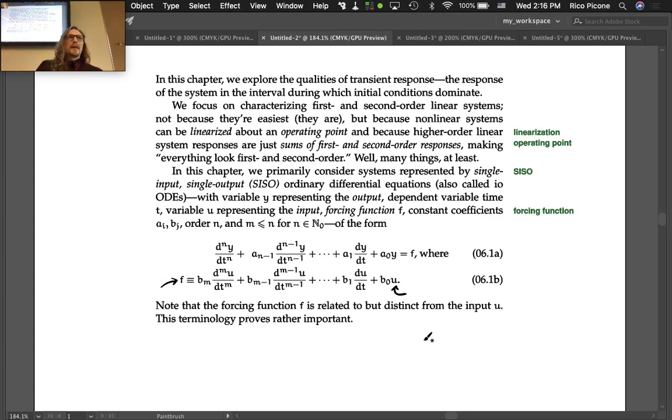We have to be pretty precise with our terminology here, otherwise it causes a ton of confusion. So we'll try to be very strict about calling something that enters into the equation as u, the input, and something that is the entire right-hand side of the differential equation, the forcing function.